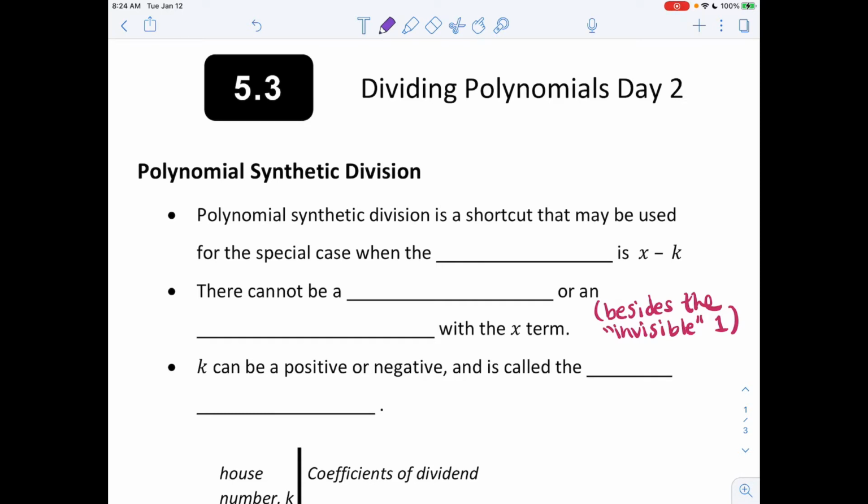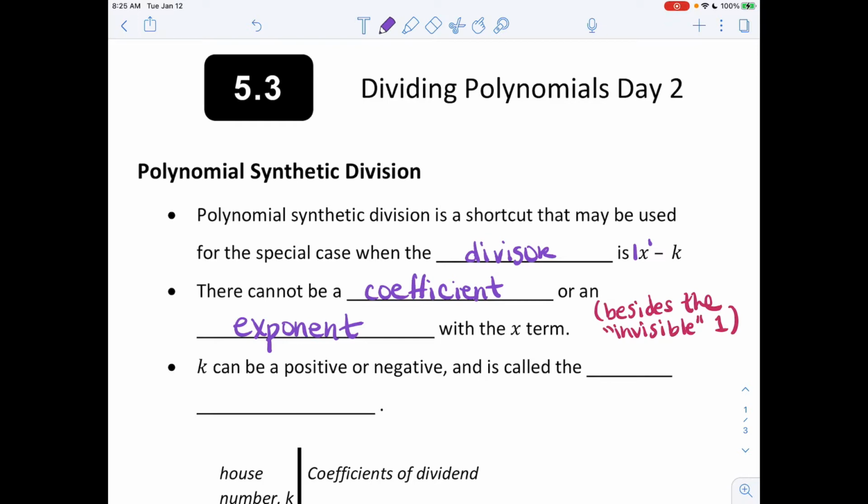So the special case is that the divisor, the thing that we are dividing by, has to be in the form of x minus k. And so there cannot be a coefficient or an exponent on our variable, on our x term, or whatever our variable happens to be, other than we can, of course, have that invisible 1. So we don't normally write the one that's here and the one that's here, but those are the only coefficients and exponents we can have.